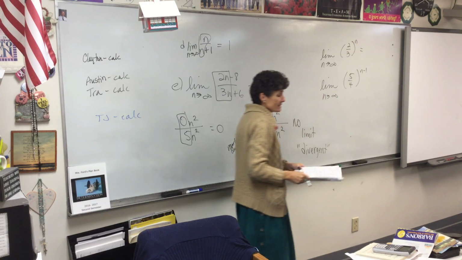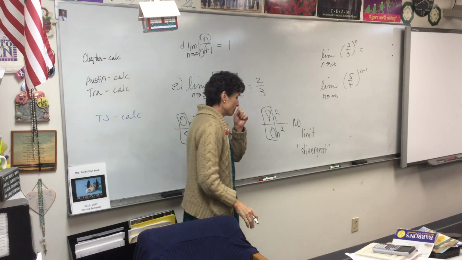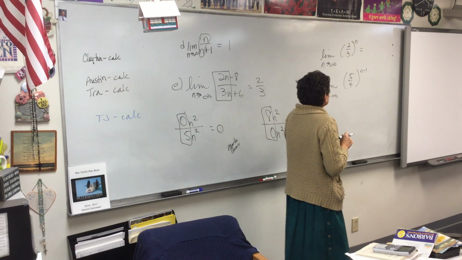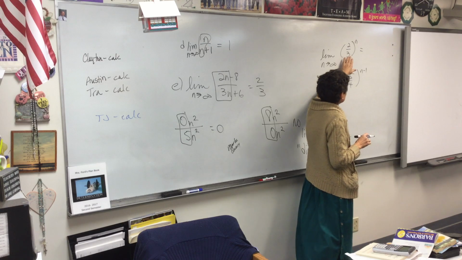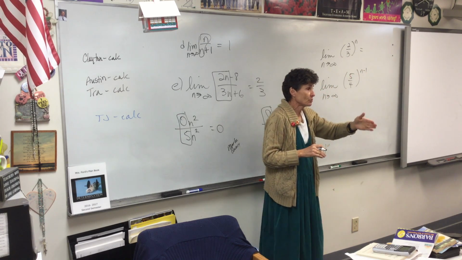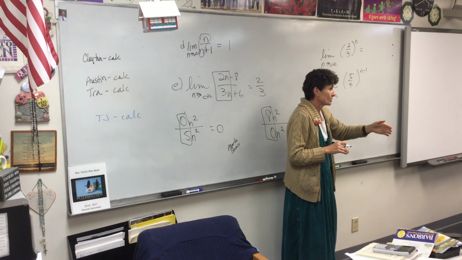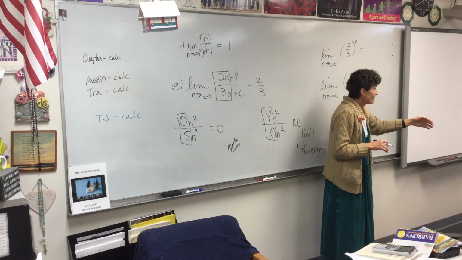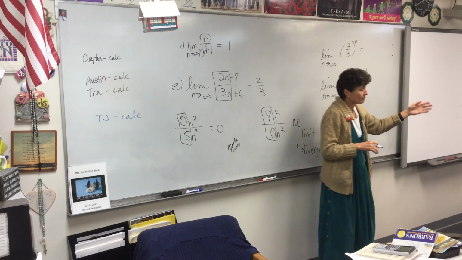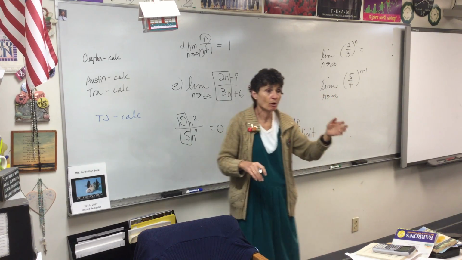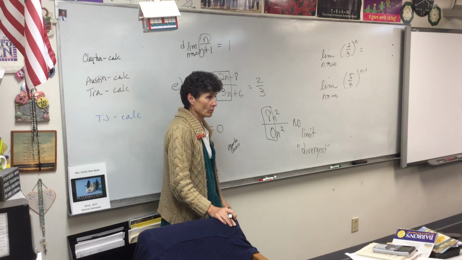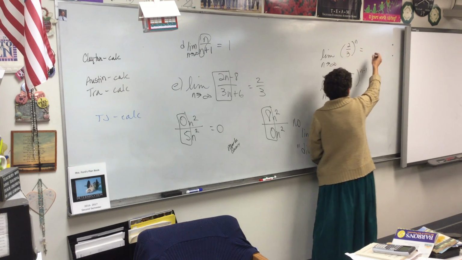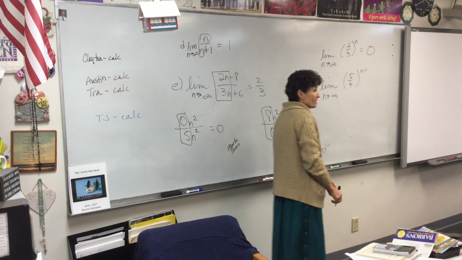Can anybody tell me what happens if we multiply by 2/3 times 2/3 times 2/3 times 2/3 and keep going times 2/3? Does your result get bigger and bigger, or does it get smaller and smaller? Smaller and smaller. So if you are multiplying by more and more 2/3, that limit is going to eventually be 0.